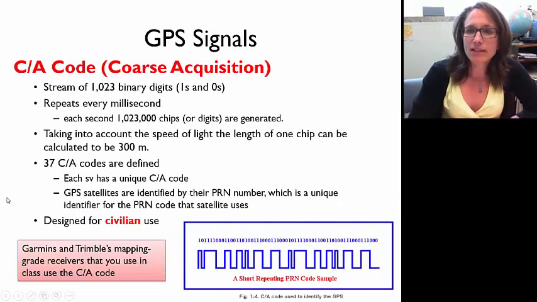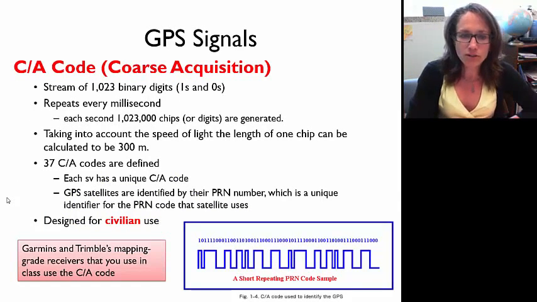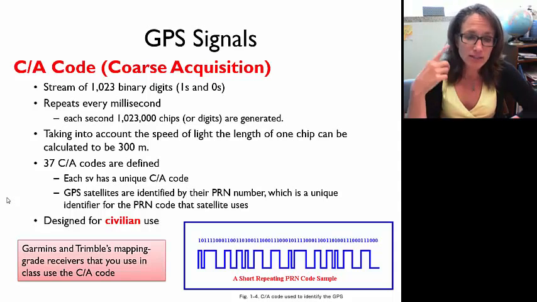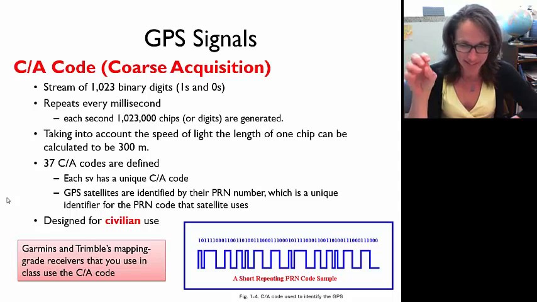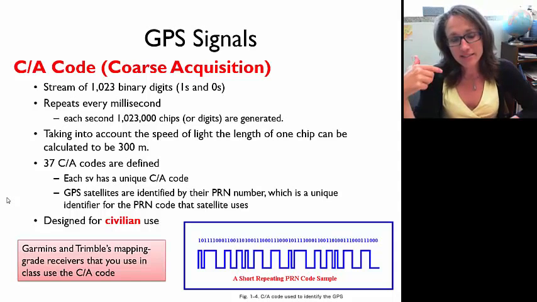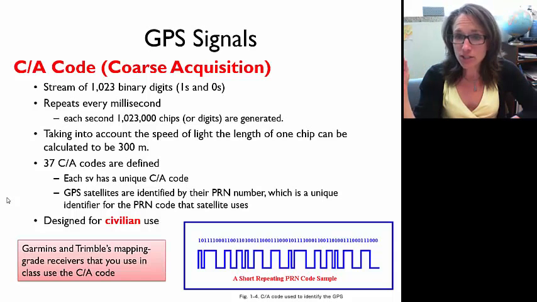So let's talk more about that CA code, the one that we use, the coarse acquisition code. It is a stream of over 1,000 digits, binary digits, or ones and zeros. It repeats every millisecond. So every second, 1,000,000 digits are generated. So this is a lot of information happening really fast. And if we take into account how fast the signal is transmitted at the speed of light, the length of one chip can be calculated to be 300 meters.